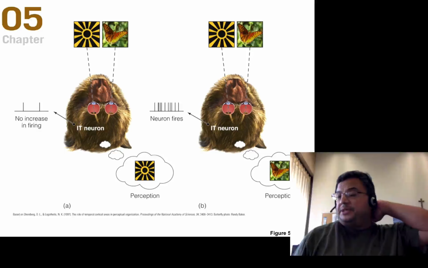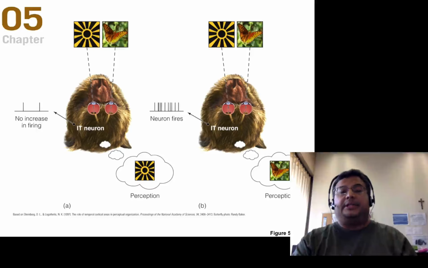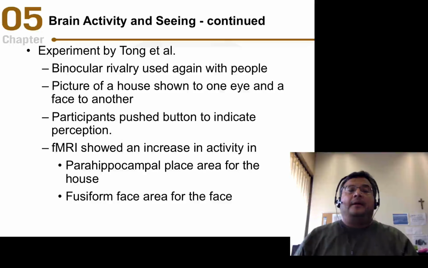It's really interesting because the monkey is focusing its attention back and forth between the sunburst and the butterfly because they are both being presented at the same time. Right. Another experiment by Tong used the same technique, binocular rivalry, showing basically two things at the same time.